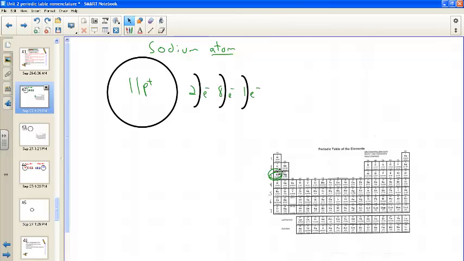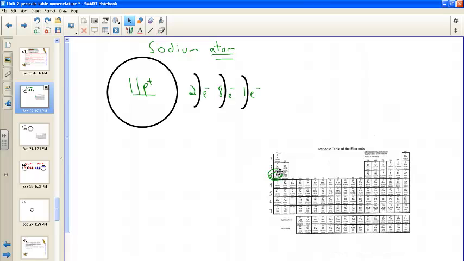And they will fill in the various energy levels, 2 in the first, and that's full or happy or stable, 8 in the second, and 1 in the outermost shell. That's called a valence electron. What we need to look at here is what its charge is. Well, right now, since it has 11 positives and a total of 11 negatives, its net charge is 0. That makes it an atom.